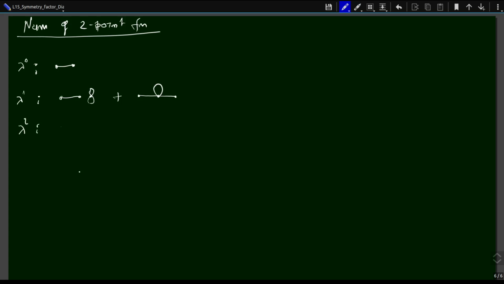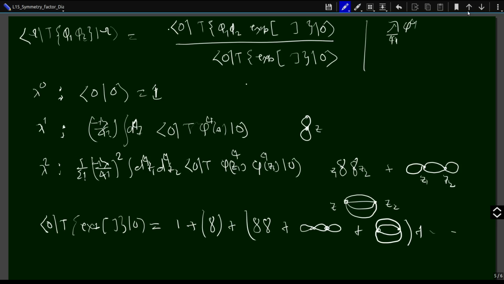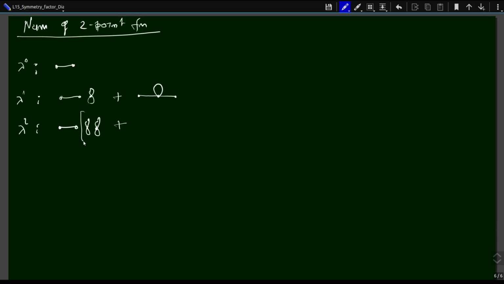Now let's look at lambda square. What do I have? I have this diagram. Here I'm first writing all those diagrams where x1 and x2 are contracted with each other and they are not contracted with any of the interaction vertices. This is this, and among the 2 interaction vertices I can play the same game that I played in the previous page. When the order is 2, all these 3 are there. So instead of writing them separately, I'll just write this, and I will write this, plus I will write this. To order lambda square I wrote 1 term in the numerator.